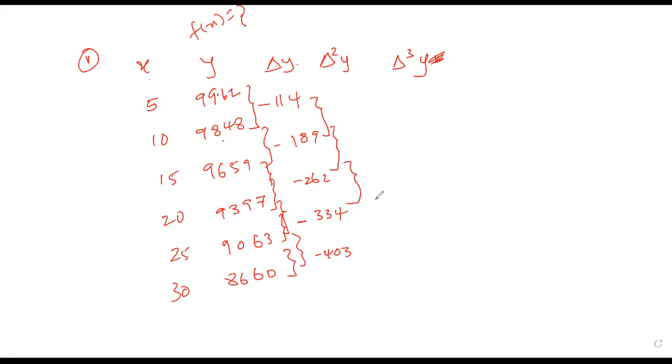So let's go to the second difference. What you have to do is, from the delta y terms, go forward. So this term minus this term. So can you find these answers?